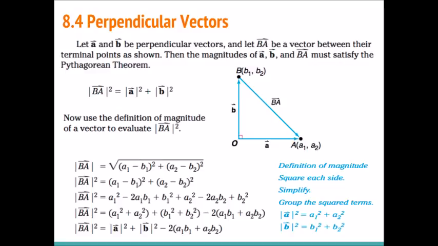Now we're going to use the definition of a magnitude of a vector to evaluate vector BA squared. So first we're going to do vector BA equals the square root of A sub 1 minus B sub 1 squared plus A sub 2 minus B sub 2 squared. And after solving, we're going to finally get vector BA squared equals A squared plus B squared minus 2 times A sub 1 B sub 1 plus A sub 2 B sub 2.